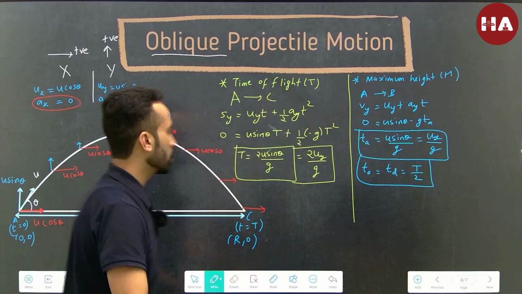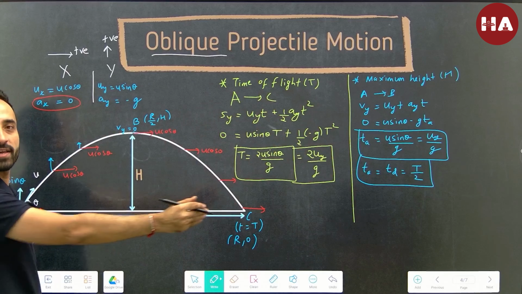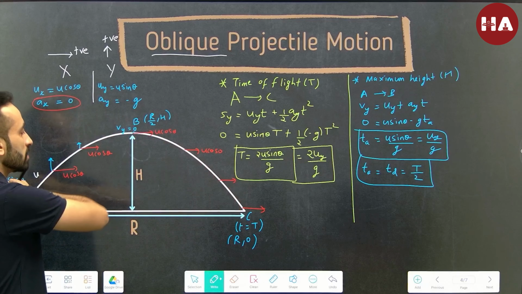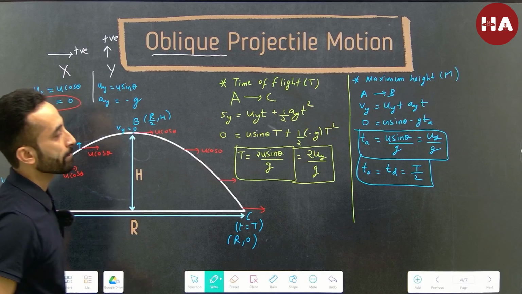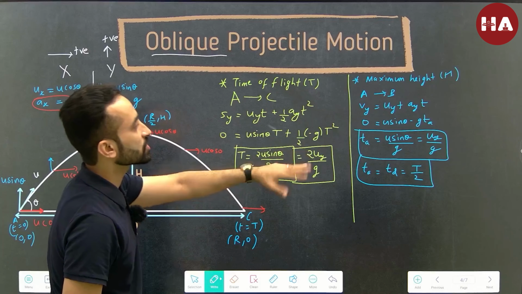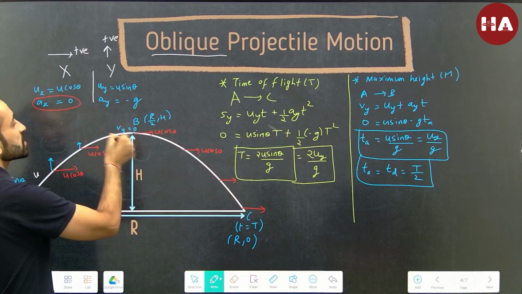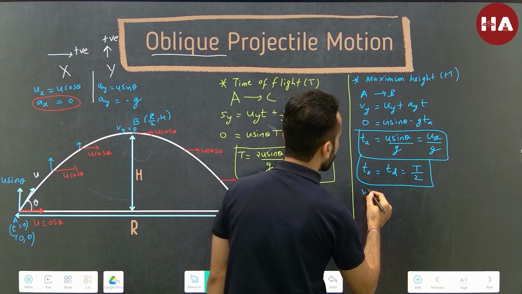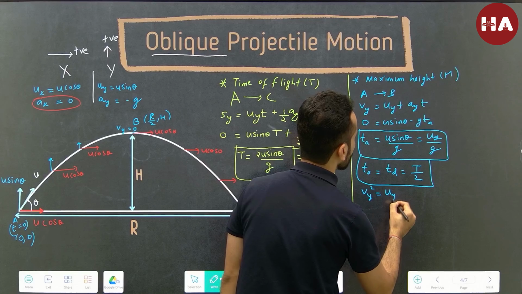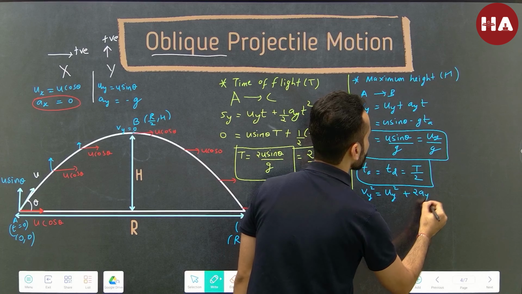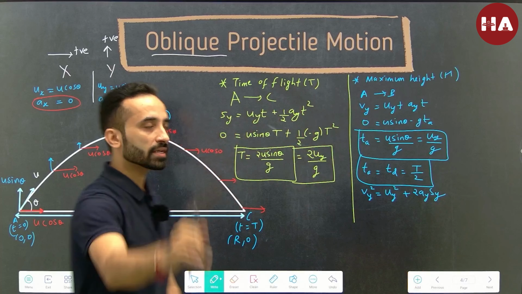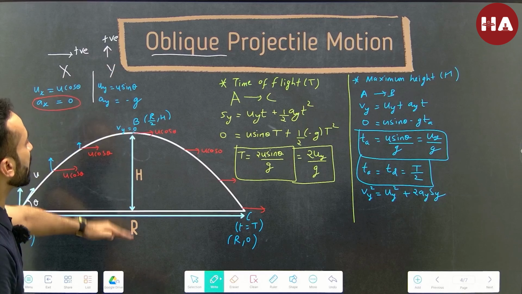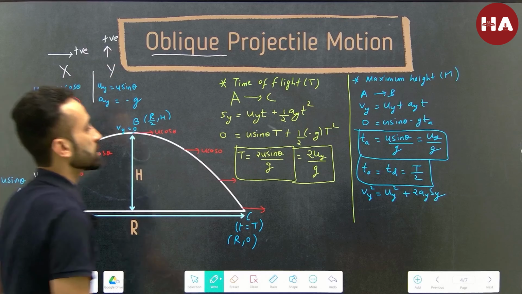That explains why B should be the midpoint of A and C, because in the X direction it is uniform motion, so in half the time it would have covered half the journey, right? But why did we discuss all this? Because we will now be using the fact that at the highest point Vy is 0, and we may write Vy square equals Uy square plus 2 Ay Sy, the third equation in the y direction. That can give us the displacement in the y direction, which is what we want to find out.